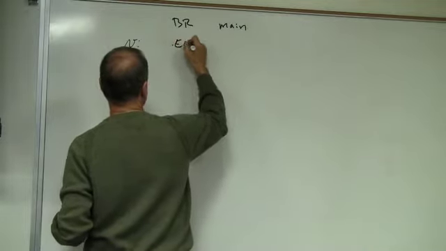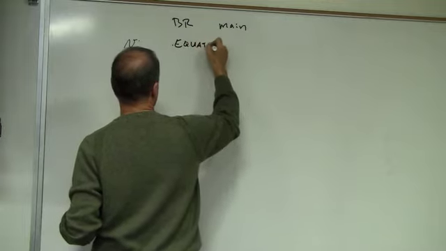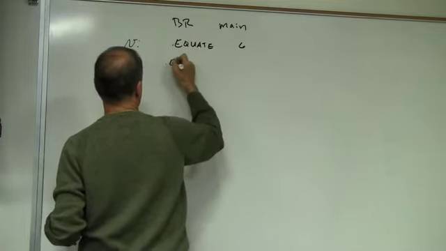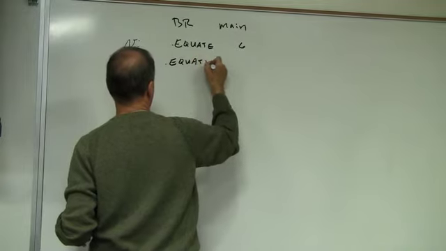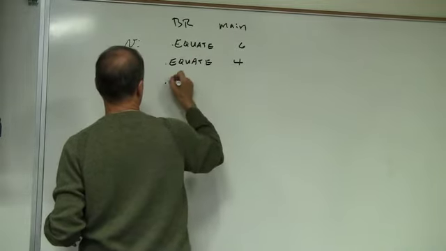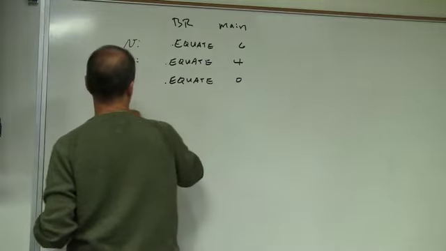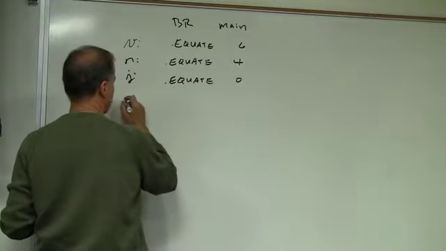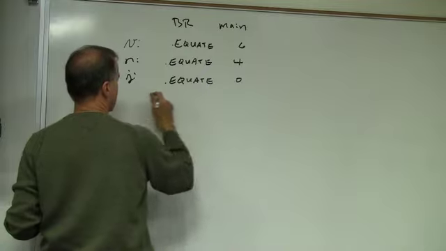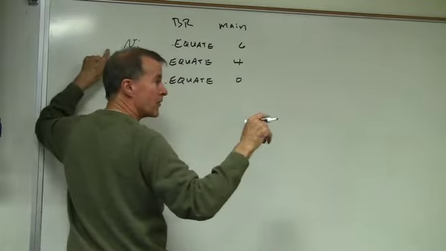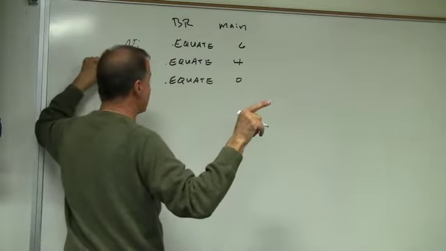So v dot equates to what? V dot equates to 6. N dot equates to 4, and j dot equates to 0. Okay?